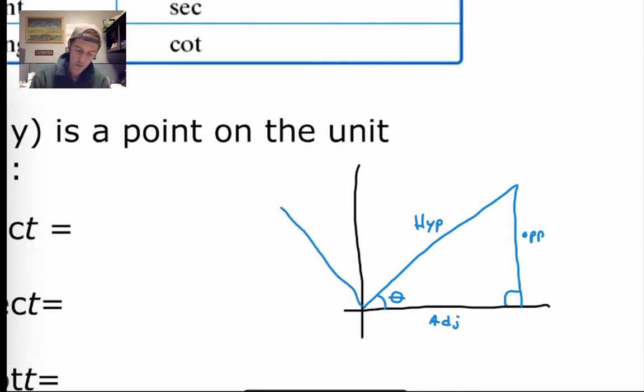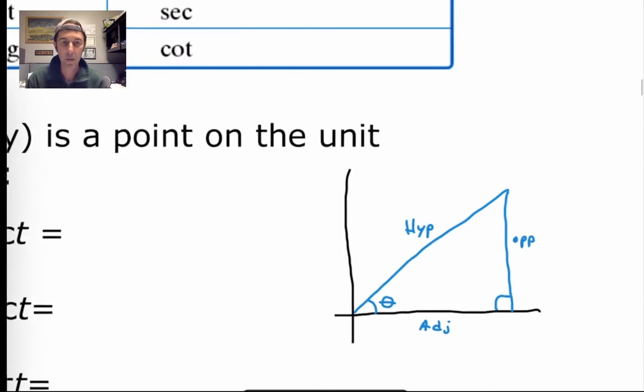Now, if I were to draw this triangle in the second quadrant, the adjacent side would actually have a negative side length because it's pointing to the left, which is in the negative x direction. But the opposite side would still be positive because it's pointing in the upward direction, the positive y direction. And we'll get into all of that later, but I just wanted to throw that at you real quick so that it's sort of in the back of your mind.